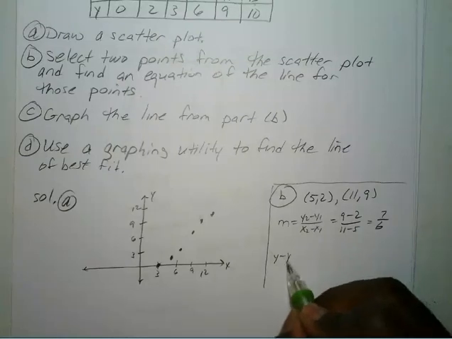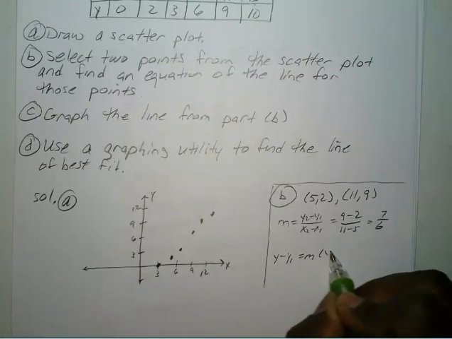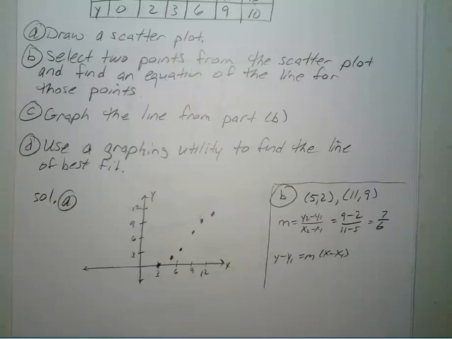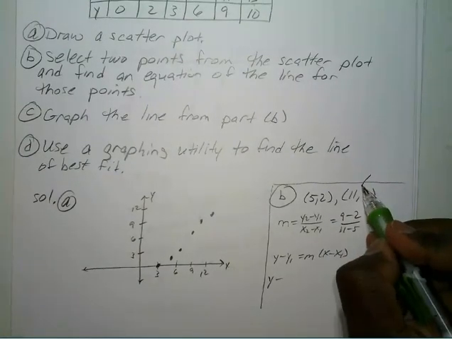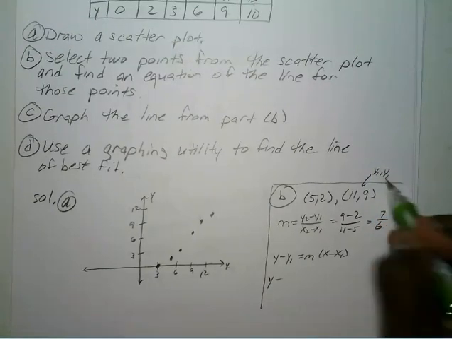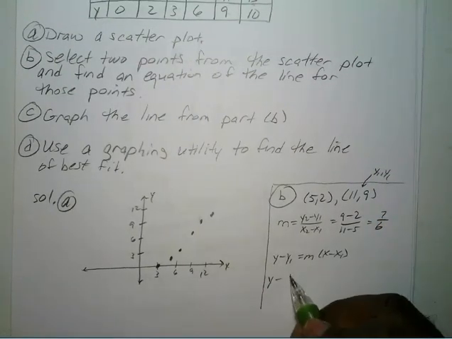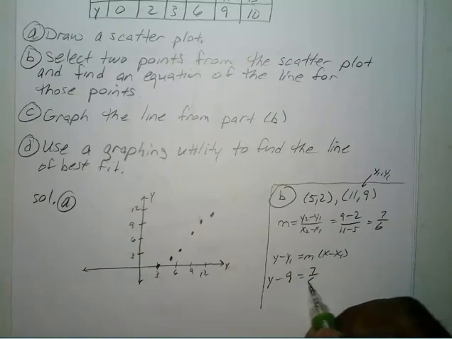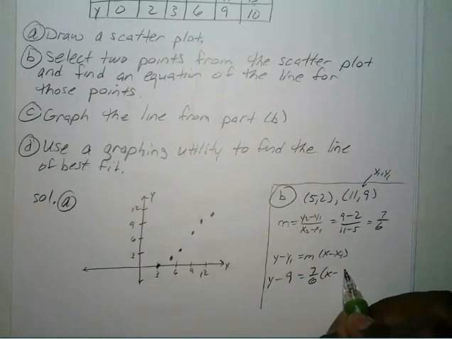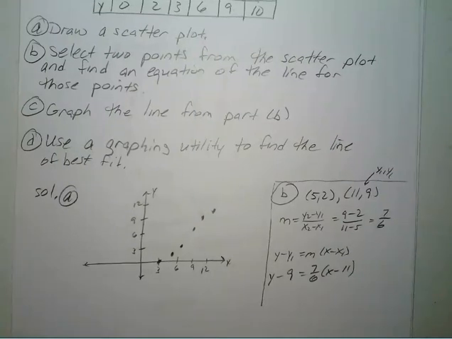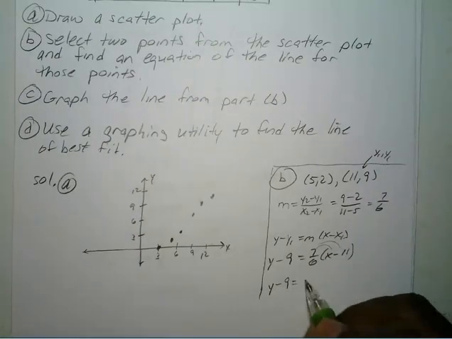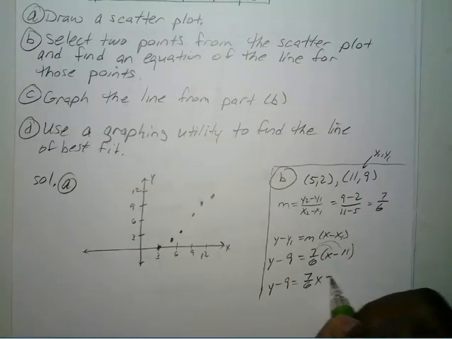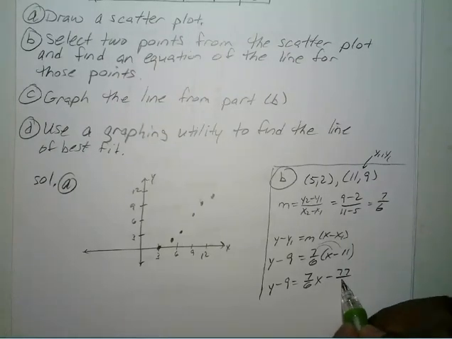Okay, so we use our point slope form. Okay, so y minus, I'll use 11, 9 for my x1, y1. Okay, so y minus 9 equals 7/6 times x minus 11. Okay, so if we distribute that 7 over 6, we have y minus 9 equals 7 over 6x minus 77 over 6.